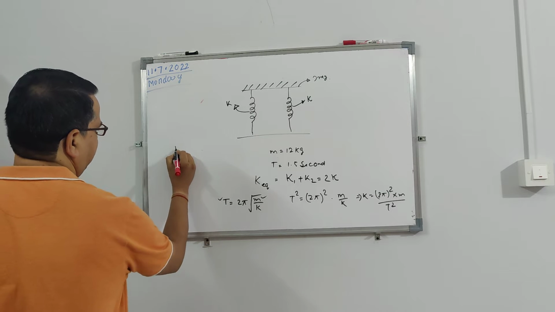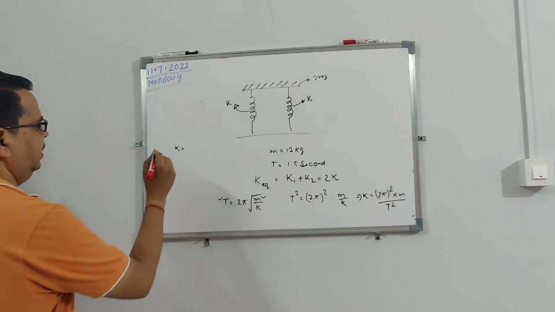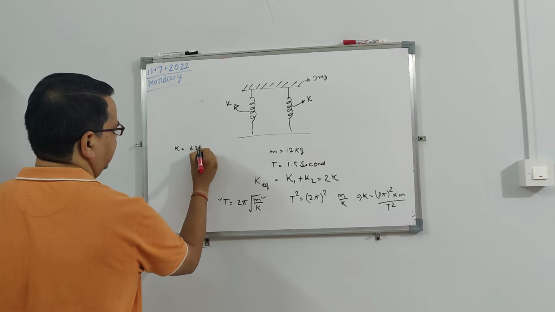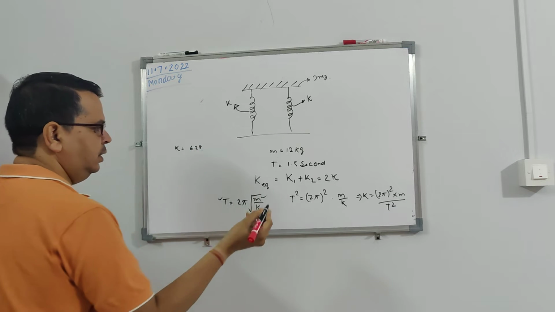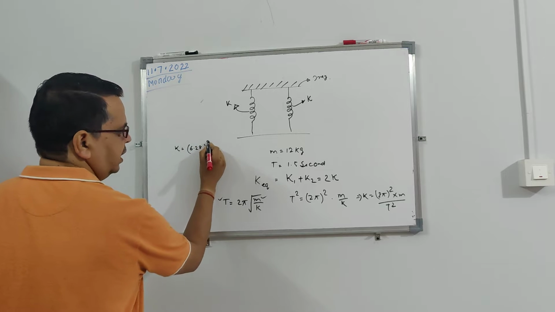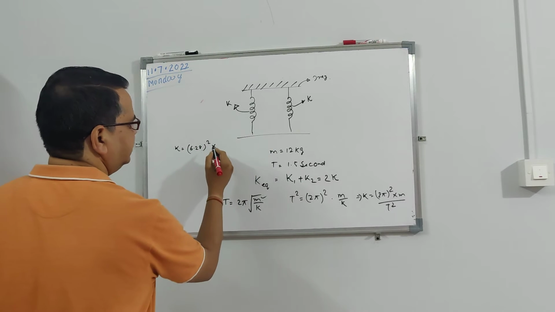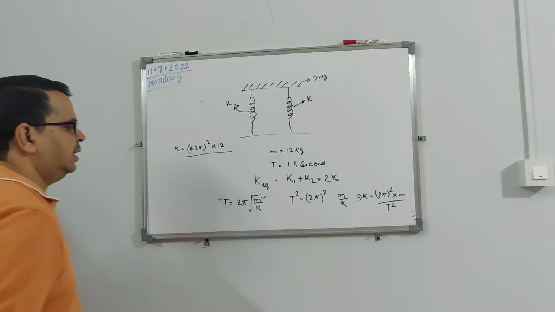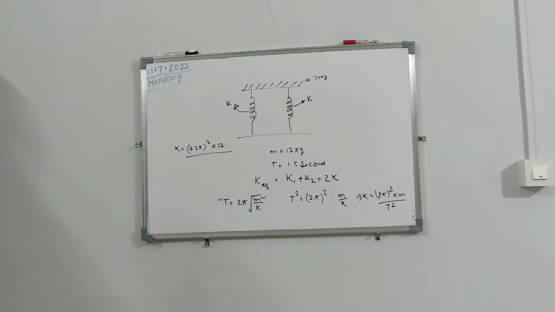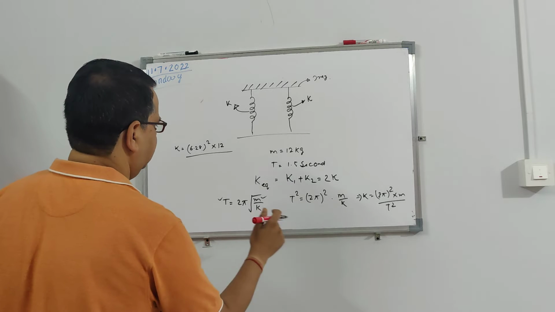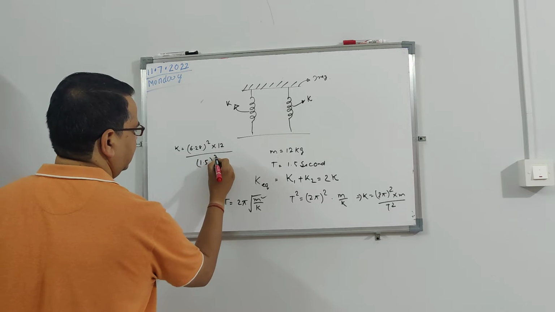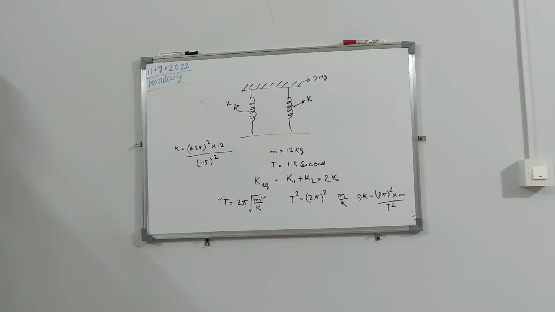So my answer will be, let's say 2 into 3.14, 6.28, square, into mass, which is 12 kg, divided by my T square, which is 1.5 whole square. Whatever is the answer, that is the stiffness of my spring mass system.